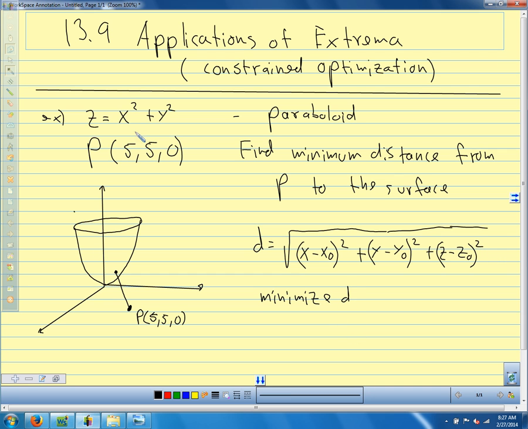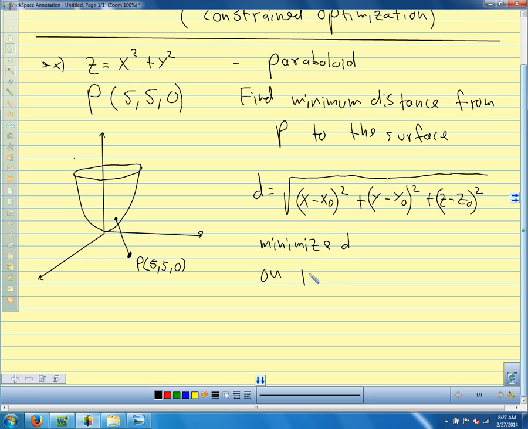Subject to the constraint that z equals x squared plus y squared. So that's our constraint, on the paraboloid. Right here we have a function of 3 variables. We're going to use our constraint, z equals x squared plus y squared, to reduce it to a function of 2 variables. So on the paraboloid, we can say x equals x, y equals y, and z equals x squared plus y squared.